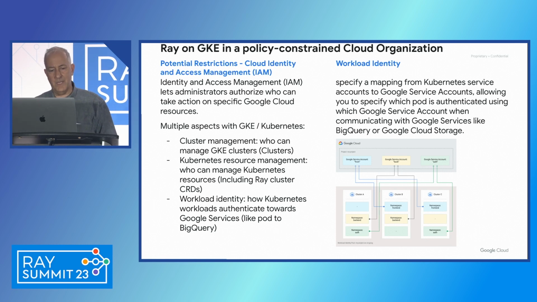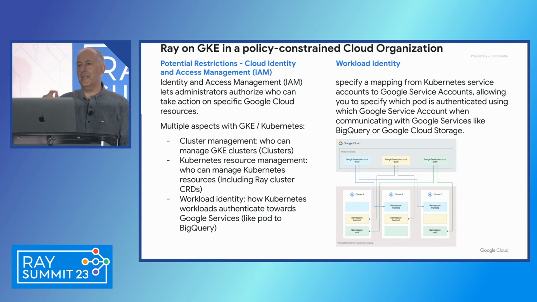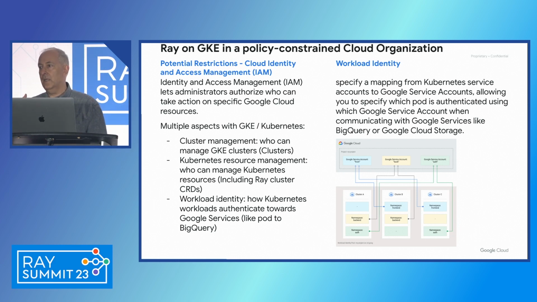The next one is IAM, to authorize who can access these systems. But the multiple aspects relating to GKE and Kubernetes are around the cluster management, the resource management, and the workload identity. The workload identity specifies a mapping from the Kubernetes service accounts to the Google service accounts, that kind of a mapping. And it allows you to specify which pods in that cluster should be authenticated using the Google service account when communicating with Google services like the data warehouse, BigQuery, or Google Cloud Storage, for example.